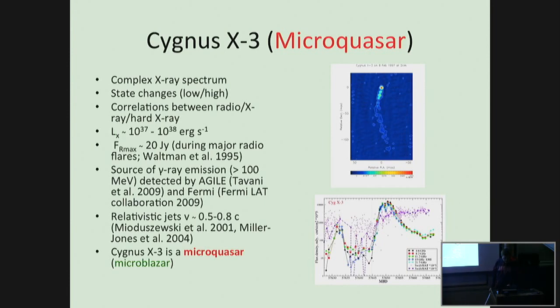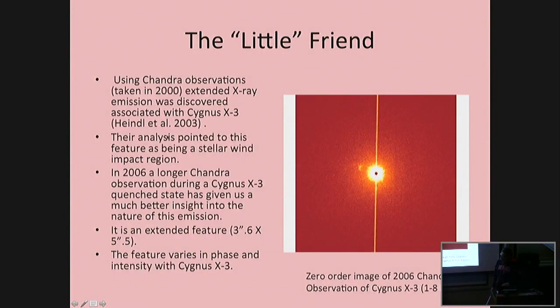We're going to talk about the little friend, which will tell us stuff about SIG-X3. In a 2000 observation, there was a feature within 16 arc seconds, noted initially by Heindel et al. Their analysis pointed to a stellar wind interaction. In 2006, we had a longer observation of SIG-X3, and it was during a quench state. So SIG-X3 was very bright in the Chandra band, and it gave us much better insight.